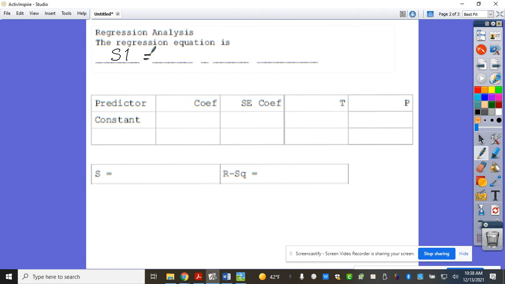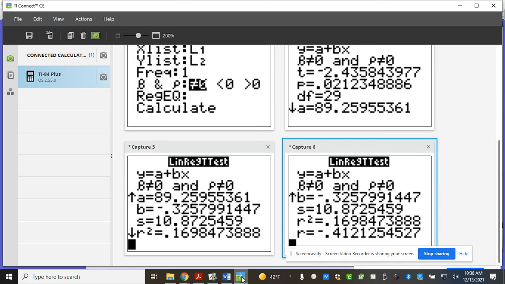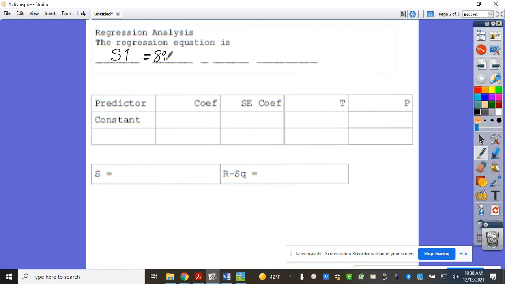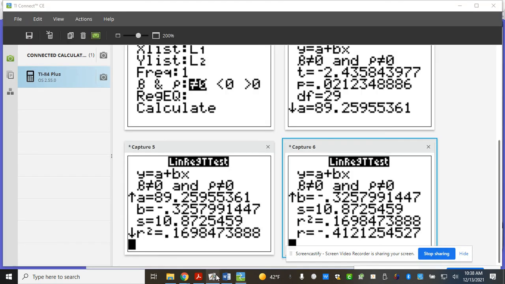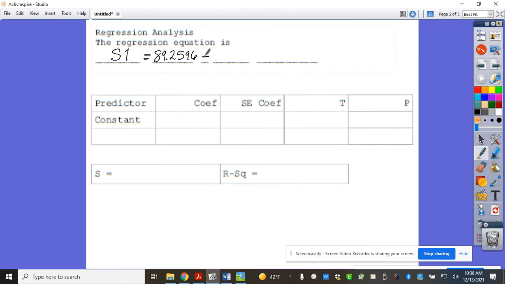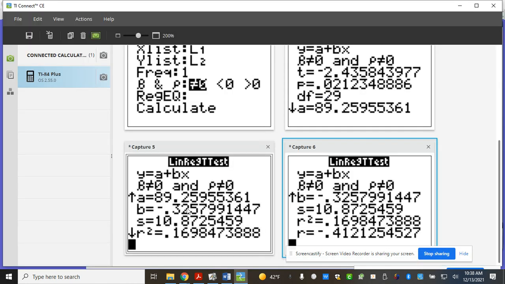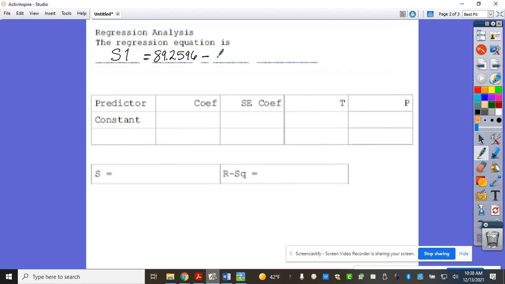So what goes here? 89.2596. I left this tiny little weird blank here because I kind of have to make a decision with what? Positive or negative? Well, my slope is what? Negative. And it is negative 0.3258. And then, so what's going to go here?